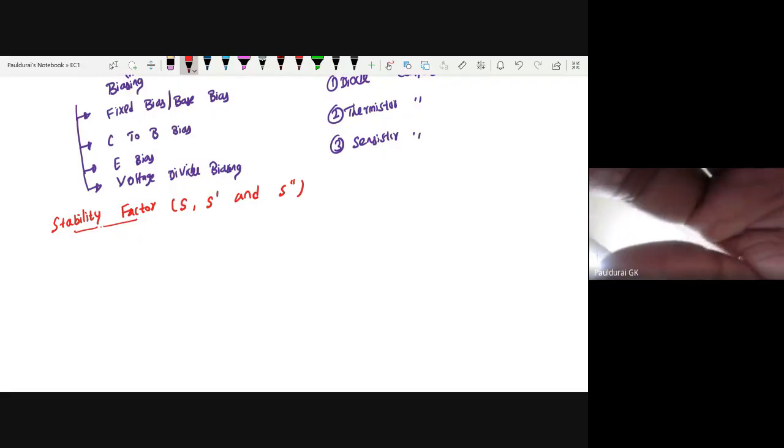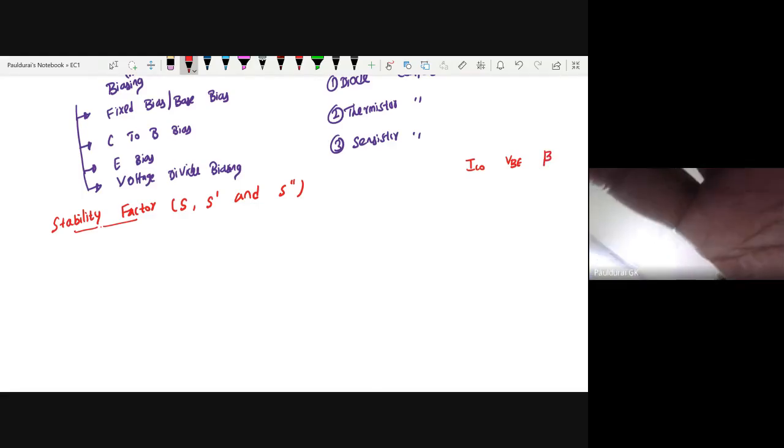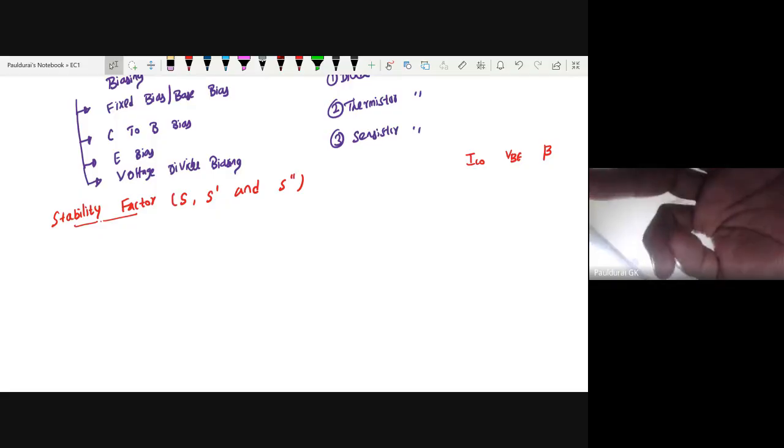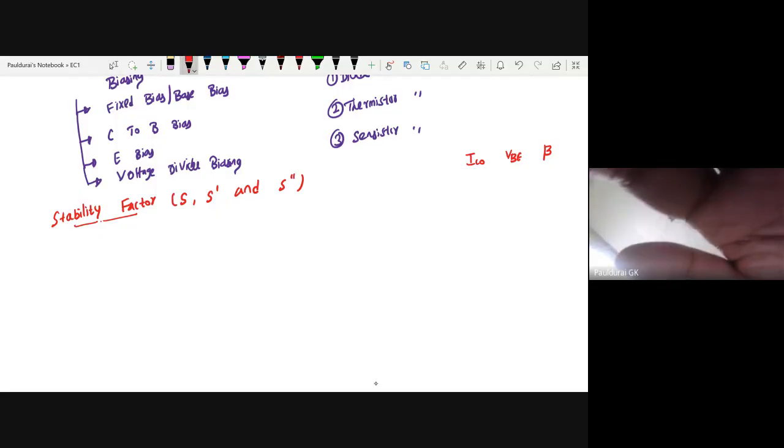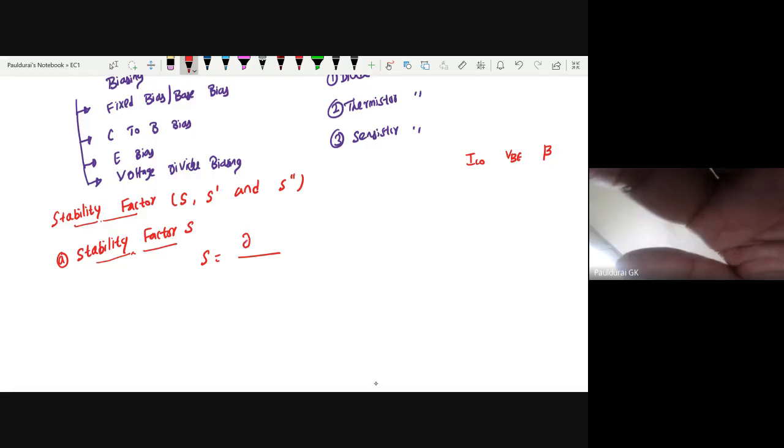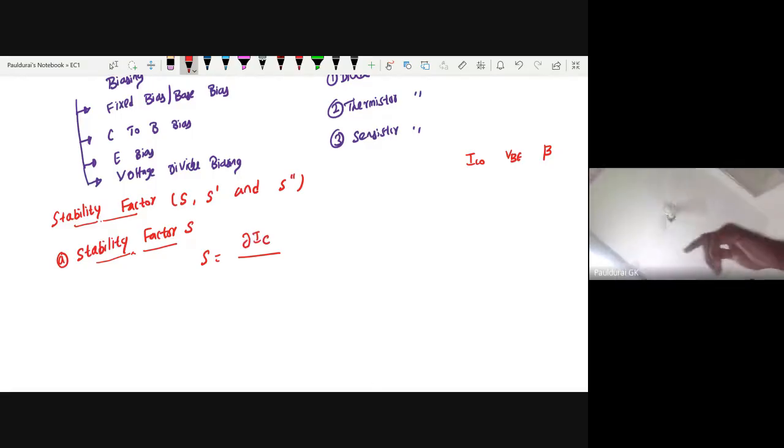In my previous class I told you, don't change the order: first ICO, then VBE, then beta. Always keep this order. Now you can understand why I said that. So now stability factor S. What is S? It is the rate of change of, actually, what is changing here? IC changes with respect to ICO, with respect to VBE, with respect to beta.